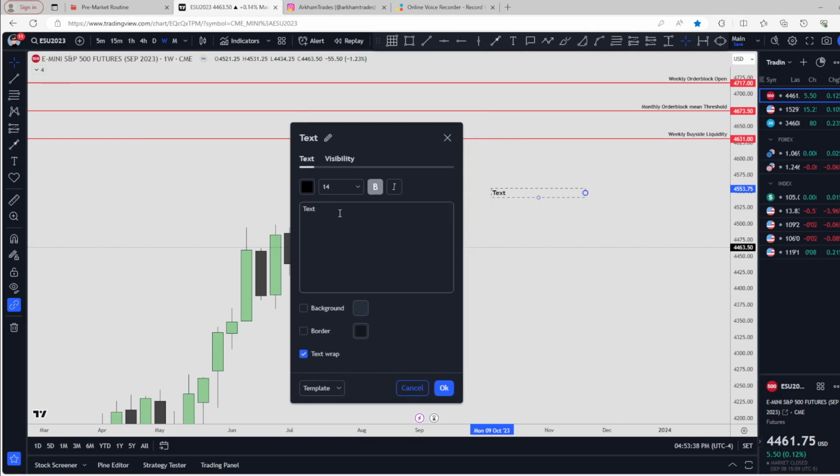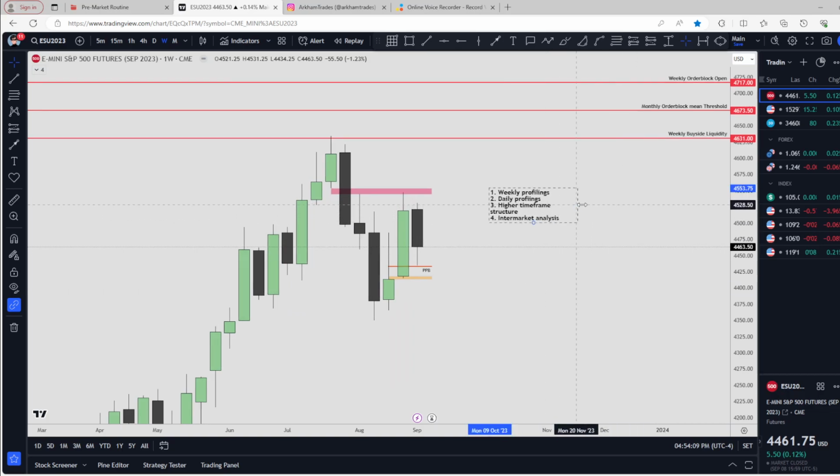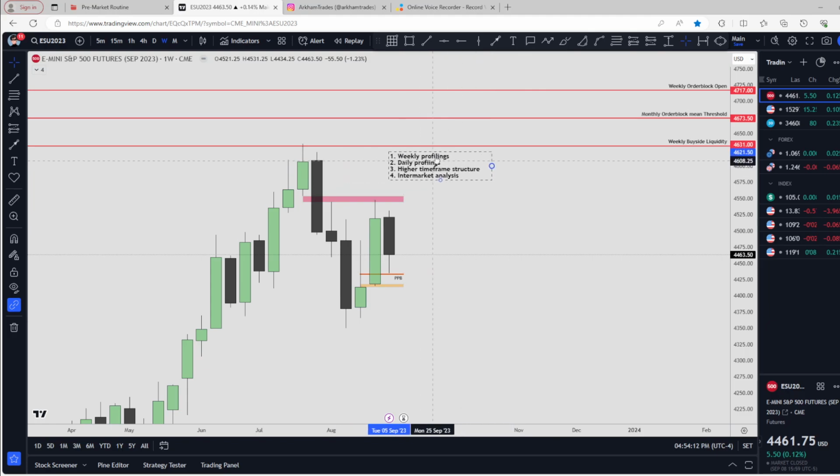Let me create a text wrap. First thing is weekly profilings. Second thing is daily profilings. Third thing, higher time frame structure. And the fourth thing is intermarket analysis. These are the four things that kind of give you a bias coming into the market, and I'll explain them.